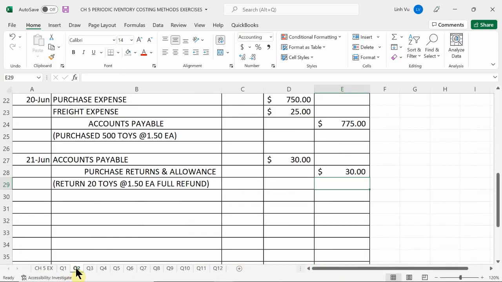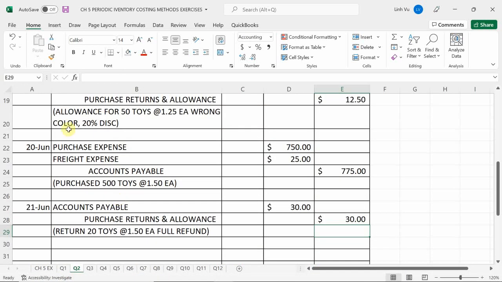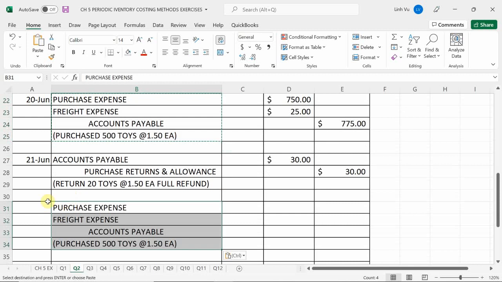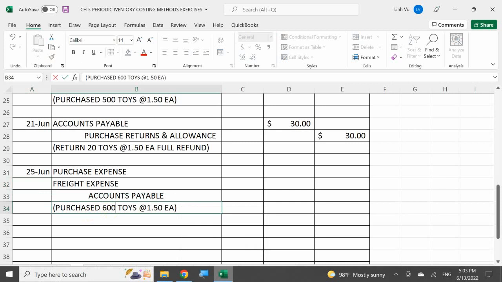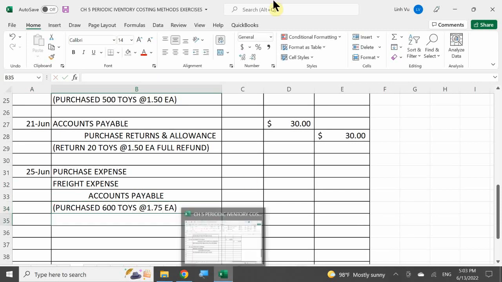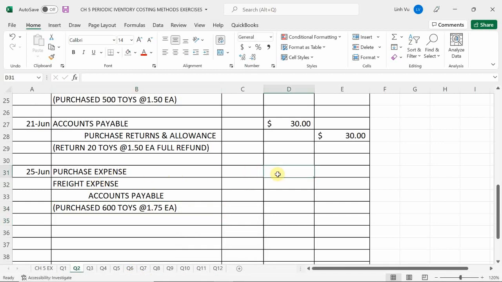And I need to update my journal here saying I made another purchase on June 25th. And what did I do? I purchased 600 toys at $1.75 each. So 600 at $1.75 with a freight of 30 gave me a total of $1,080.